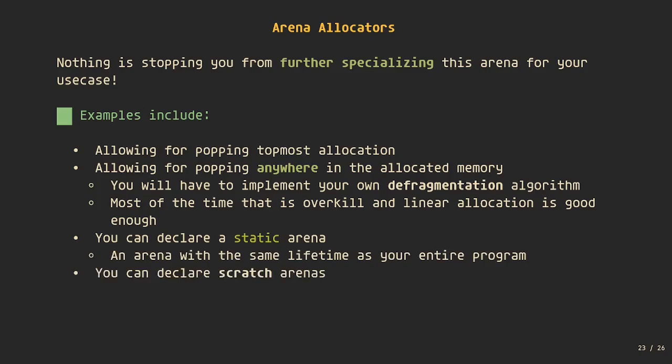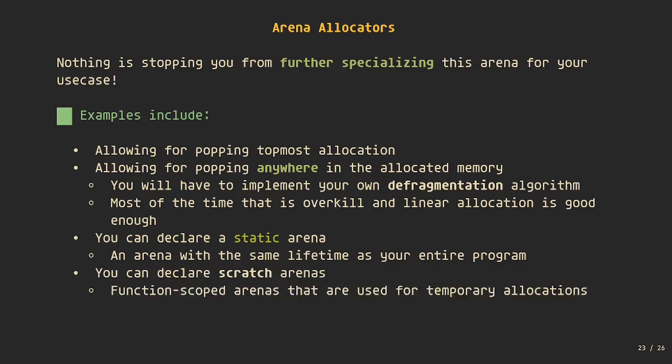And then you can also declare scratch arenas, which are function-scoped arenas that are used for temporary allocations. That is, if you're inside a function, you can make arenas there, and then you can use that essentially as a lifetime within that function. And then whenever you're done with your allocations inside that, you can just free that scratch arena and go back to your upper scope, and so much more. I think arenas are so handy that there are some non-garbage collected languages that actually implement them in their standard library, such as Odin and Zig.